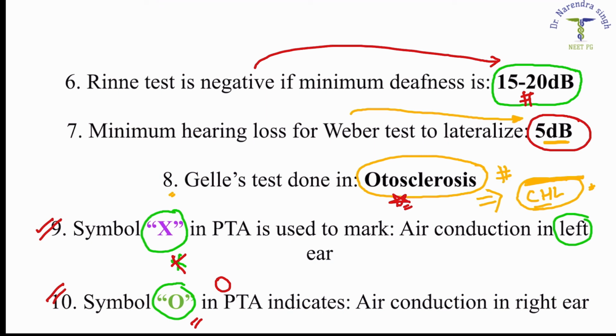Whereas for unmasked bone conduction in the right ear we use the symbol lesser than, whereas in the left ear we use the symbol greater than. There are many more symbols for masked and unmasked, but we have to remember these 4 symbols. For air conduction in the left ear we use the symbol X. For air conduction in the right ear we use the symbol O. And for bone conduction in the left ear we use the symbol greater than. And for bone conduction in the right ear we use the symbol lesser than.